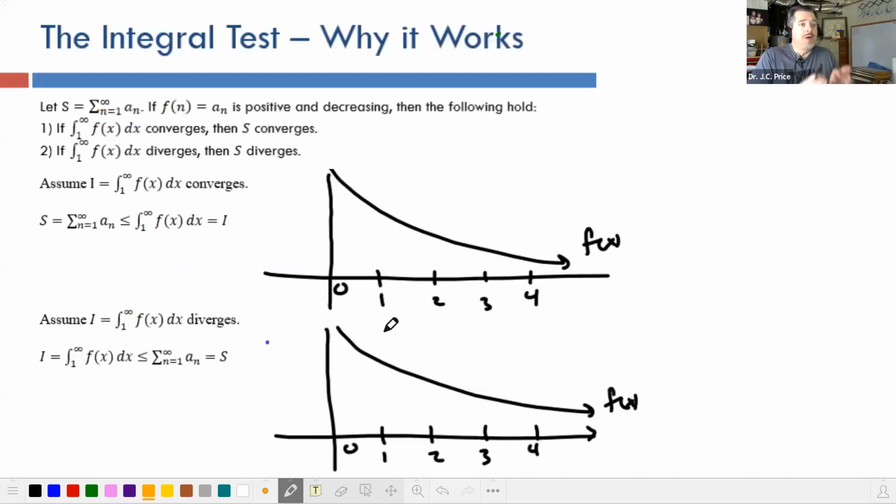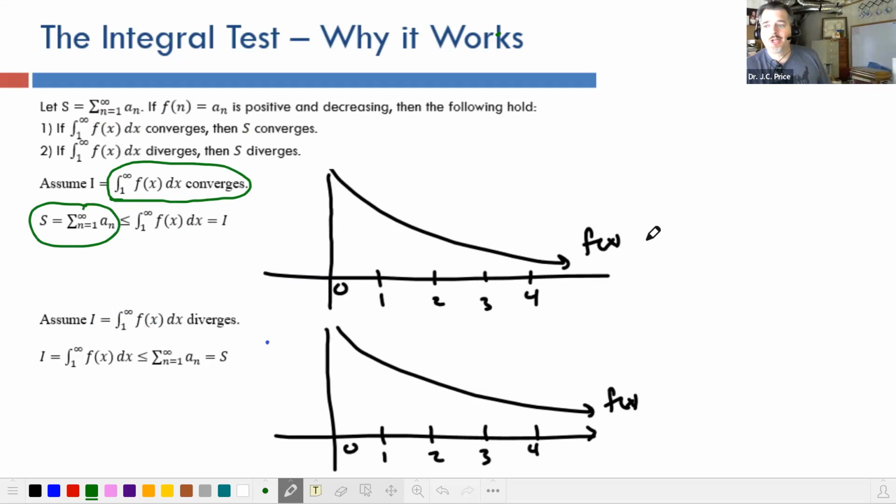And so I want to talk about why this works. So I just want to give you a sketch as to why this actually works the way that it does. So if we assume this improper integral actually converges, what does that tell us about this sum? Well, check out the picture over here. So here's my function, f of x. Remember, in this case, f of n is just equal to your a sub n's. That's how we define the function, basically. And what you want to realize is that the a sub n's can be represented as area.